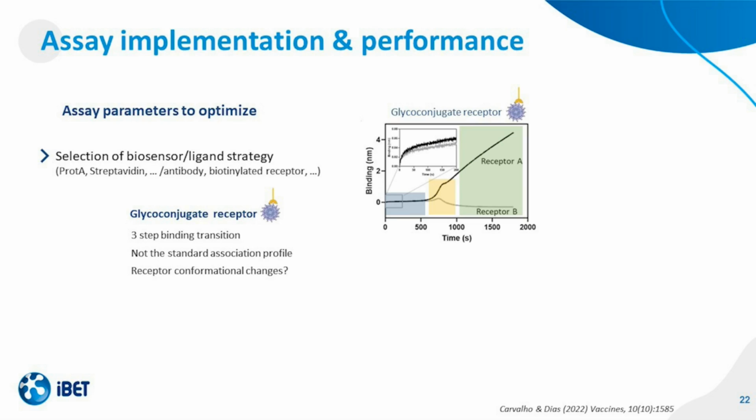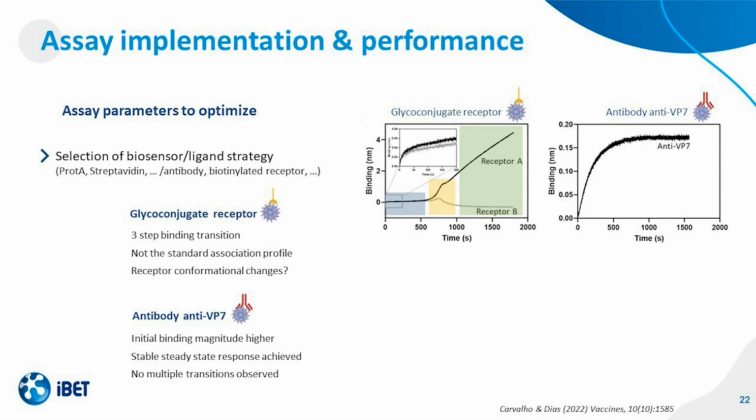And this is not the standard association curve behavior that is usually reported for this technique, and can suggest that we are having some conformational changes on the receptor during the association step. In the antibody case, the profile is very different, as you can observe.